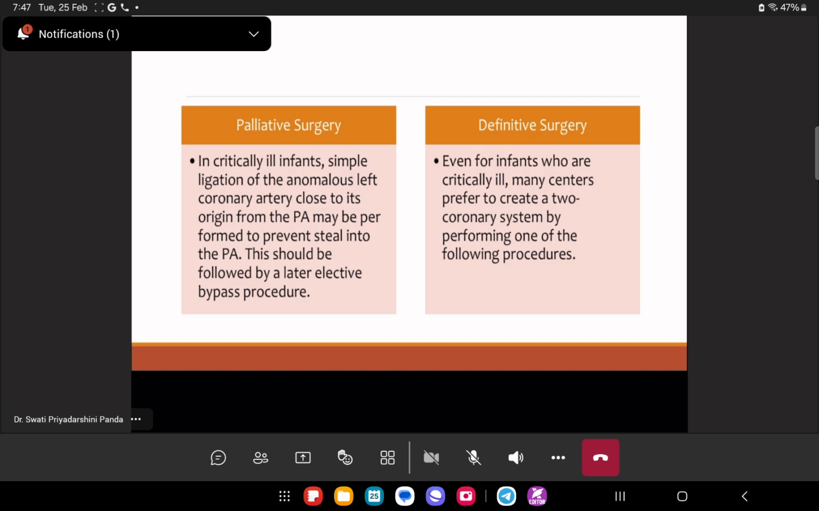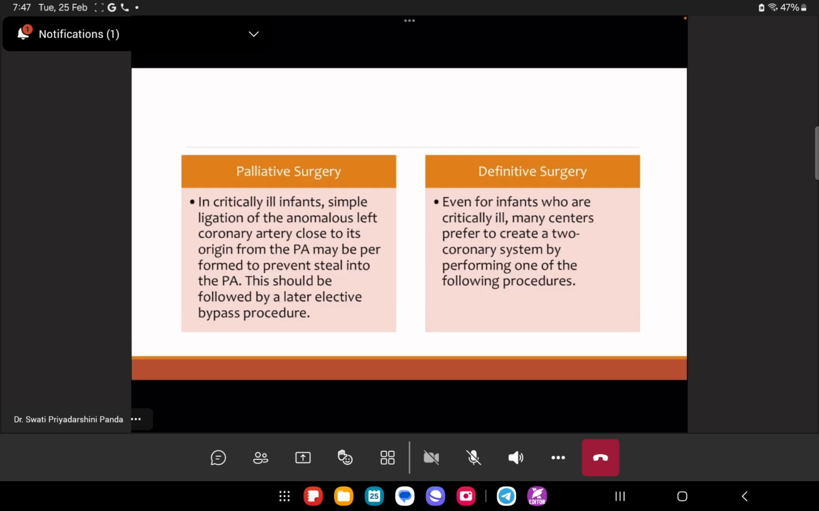Palliative surgery in critically ill patients. Simple ligation of the anomalous left coronary artery close to its origin from PA may be performed to prevent coronary steal. This should be followed by a later elective bypass procedure.